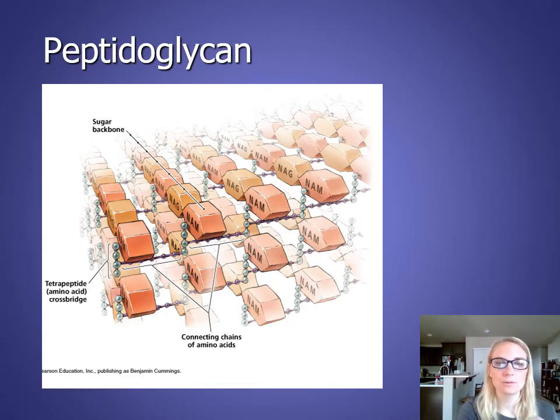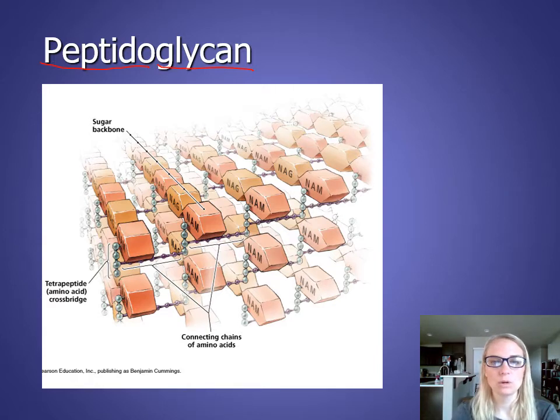We have the word peptido. Peptido means like peptide bond, right? So there's got to be some kind of protein component to it. And glycan, just like we had a glycocalyx, glycan is in reference to sugars. So if we take a look at the breakdown of what this looks like, this is a zoom way in, a diagram of this peptidoglycan.